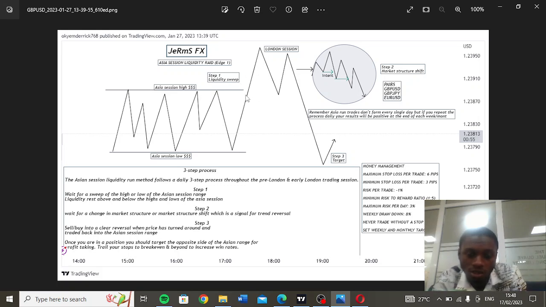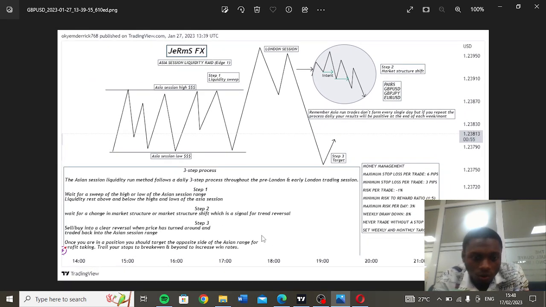What I'm waiting for is the sweep, whether it sweeps to the upside. When it sweeps to the upside, it will often form the high of the day. Then when it sweeps to the downside, it will often form the low of the day. Yeah, so that's pretty much it.